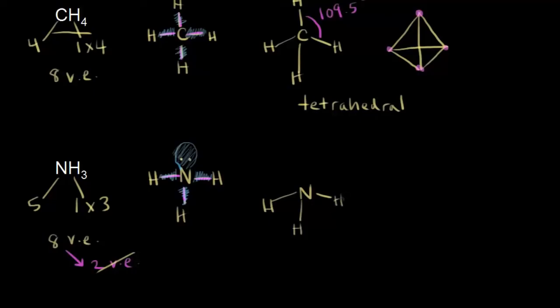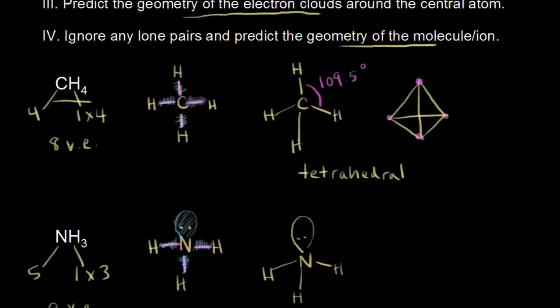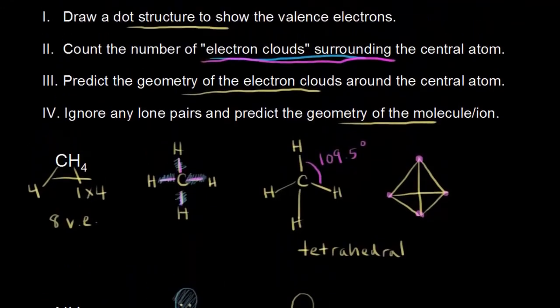And then we're going to go ahead and put our lone pair of electrons right up here. And so again, it's an attempt to show the electron clouds in a tetrahedral geometry. Let's go back up here and look at our steps again. So in step 3, we predicted the geometry of the electron clouds is going to attempt to be in a tetrahedron shape around our central atom.